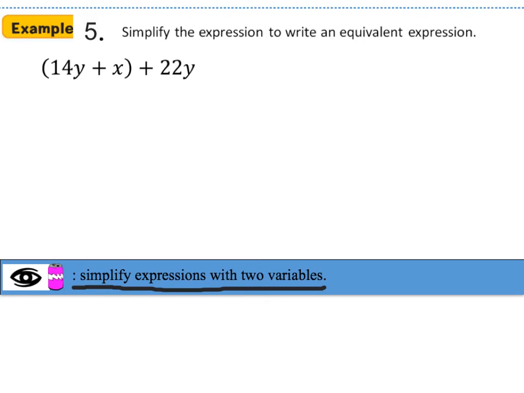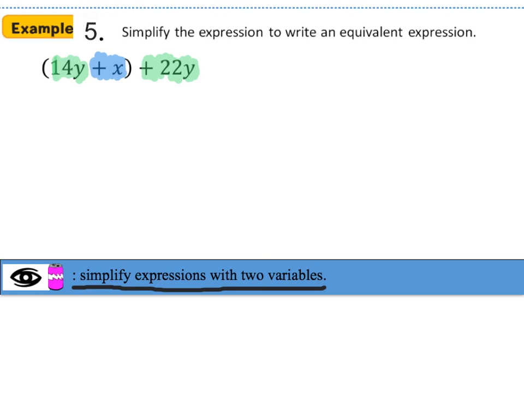So the first thing I would do is go ahead and use the colors to color my like terms. So I know that 14y is one term, and another term that looks like 14y is positive 22y. And the reason why these are the same is because they have the same variable. I'm going to take another color. I'm going to color plus x a different color because these are different terms. x and y are two different variables.